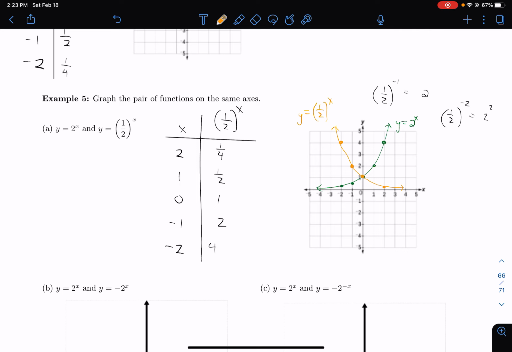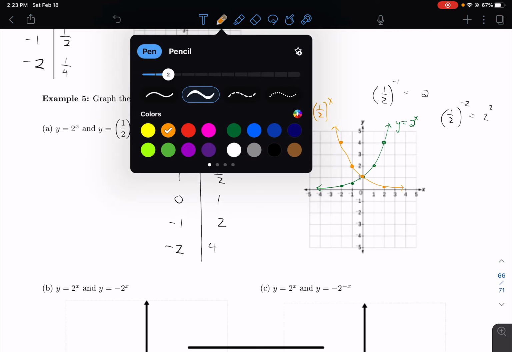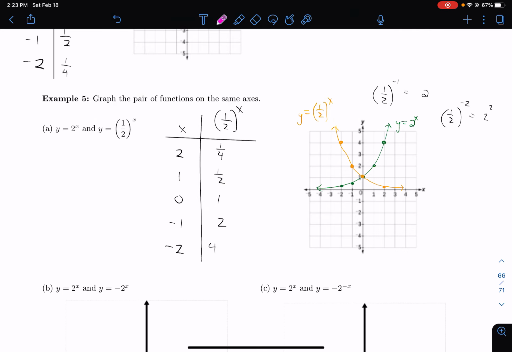One thing that we might notice about these two graphs is that they look like they're reflections of each other across the y-axis. They're mirror images of each other across the y-axis.